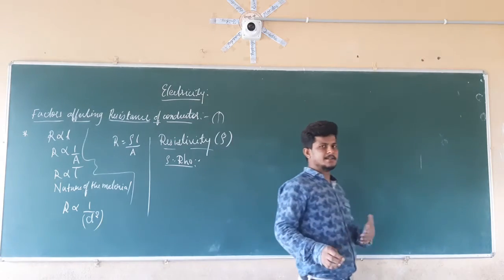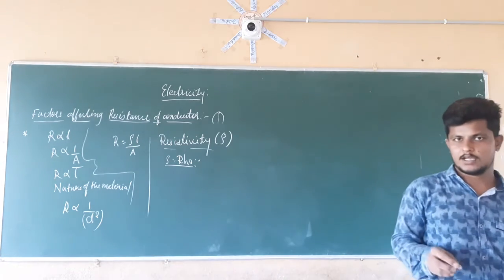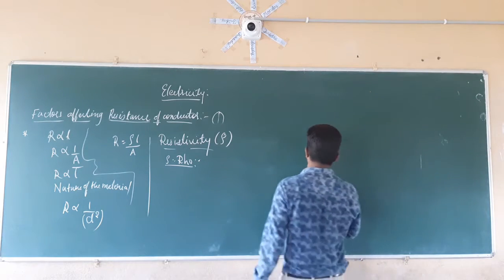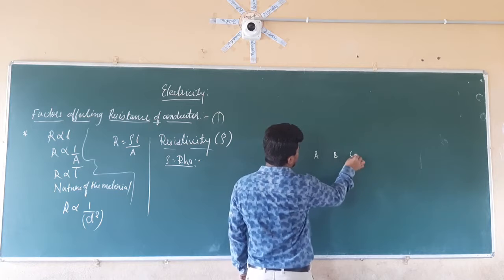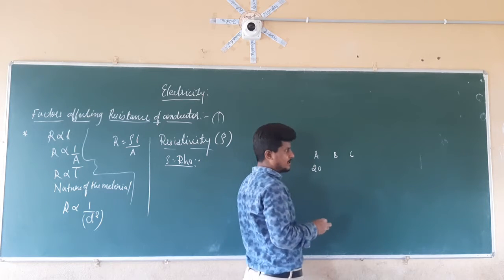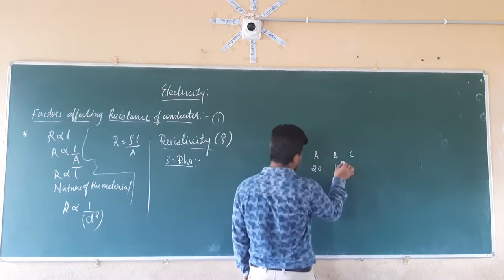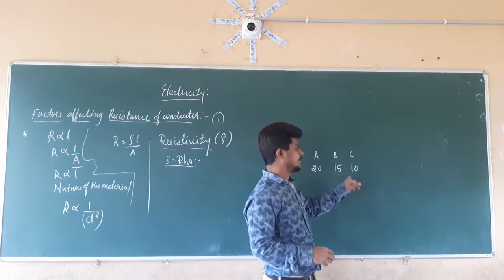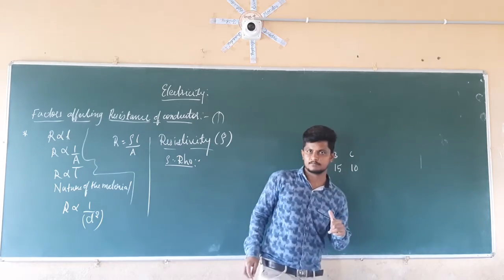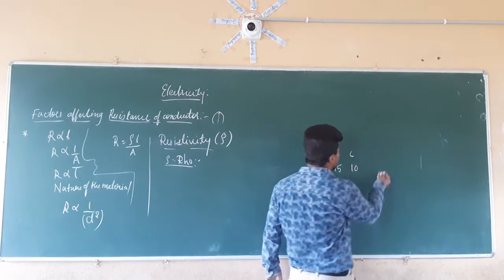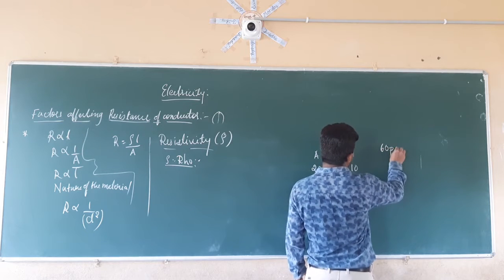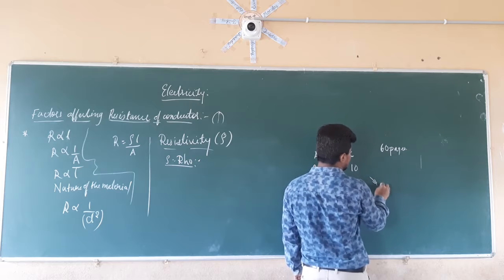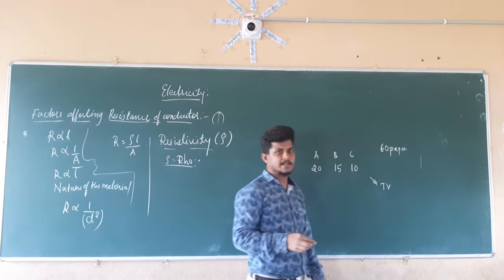We are going to take another general example. Yesterday's example only. We have 3 students like A, B and C. The property of A is writing 20 pages per hour, B is 15 pages per hour, and C is 10 pages per hour. So he is going to write 20 pages, he is going to write 15 pages, he is going to write 10 pages. And we have here a homework of 60 pages. Along with that, we are switching on the TV.